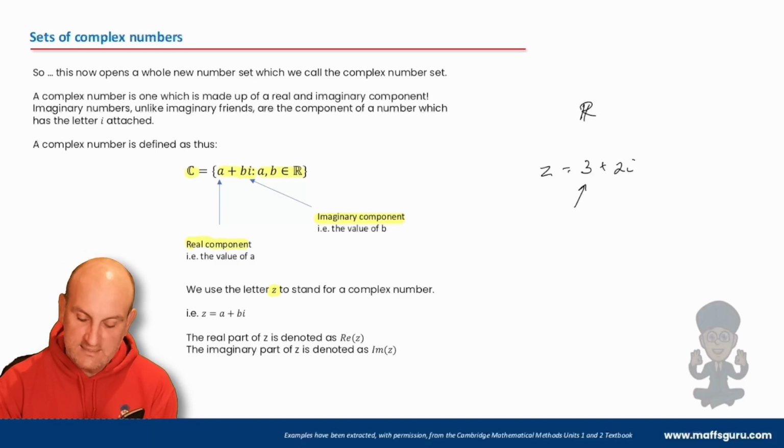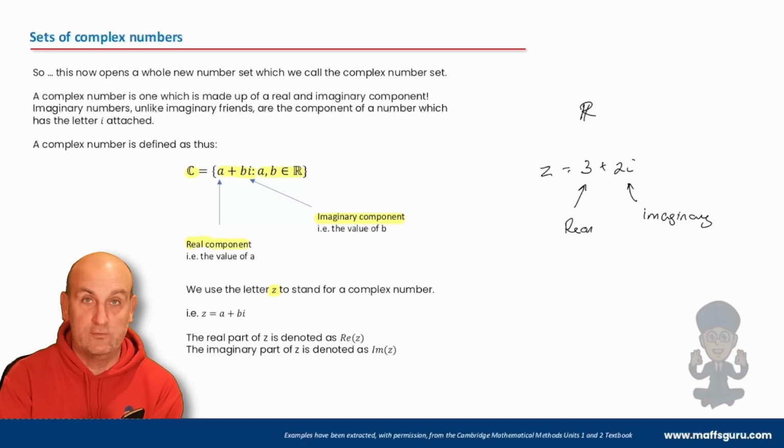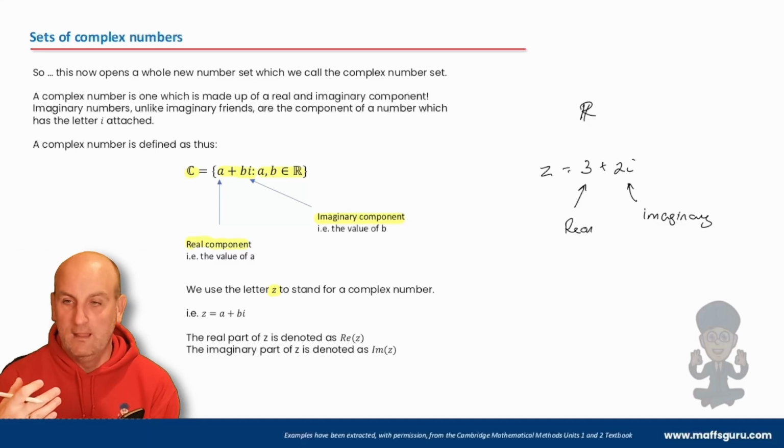That bit there, because it doesn't have the i in it, is what we call the real. And this bit here is my imaginary. Now, again, I don't want to get too deep into the idea of imaginary friends because I've got so many of those because I haven't got any friends. I sit here all day talking to myself, really. But this terminology is going to become really important.